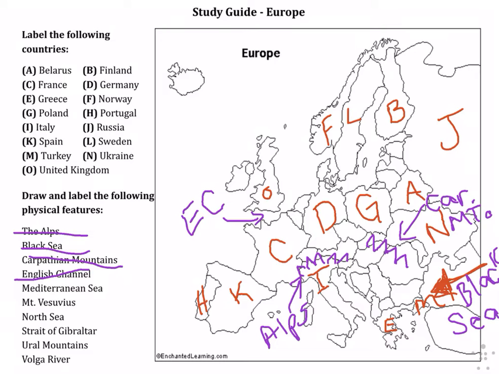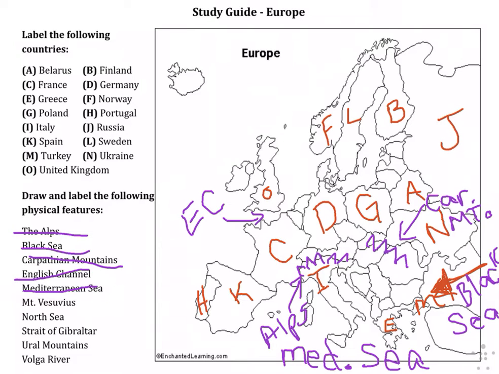Mediterranean Sea is in between Europe and Africa. So the Mediterranean Sea is towards the southern part of Europe. Let's see. Awesome.